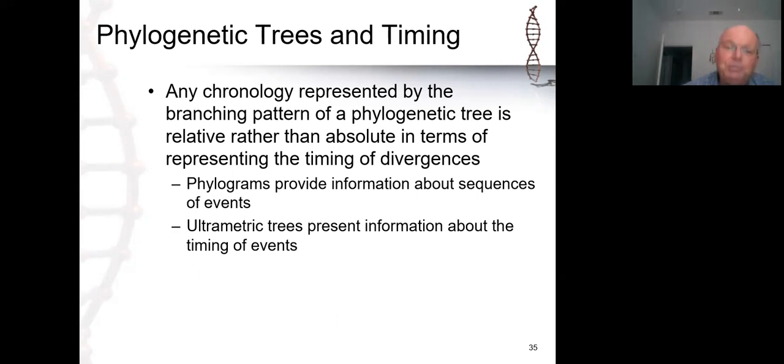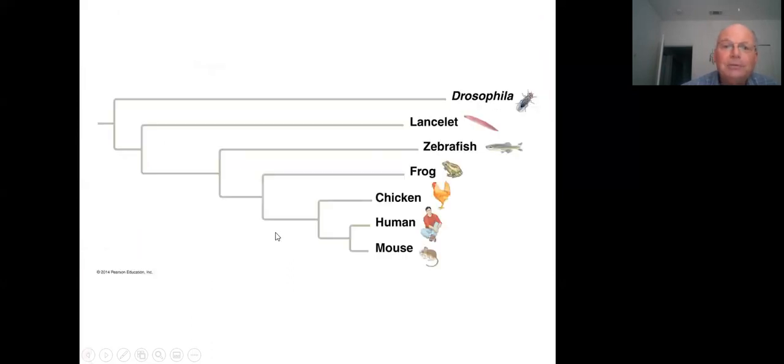So phylograms, not phylogenetic trees, but phylograms are phylogenetic trees that diagram the amount of genetic change that has occurred post-divergence point or post-branch point. Ultrametric trees are phylogenetic trees that illustrate the point in geological time when the divergence point occurred. So let's take a look at some examples of both of these by looking at trees relating to the same types of organisms.